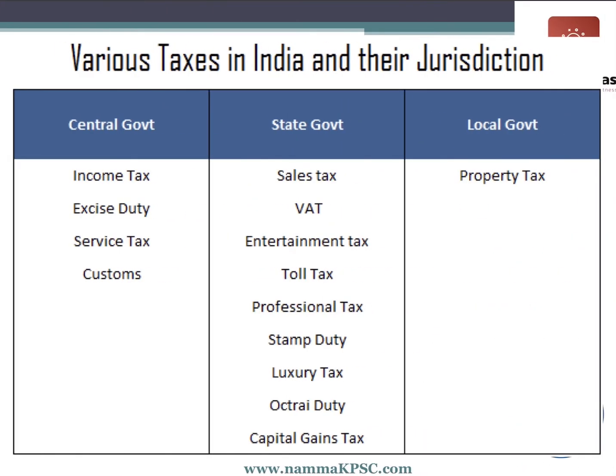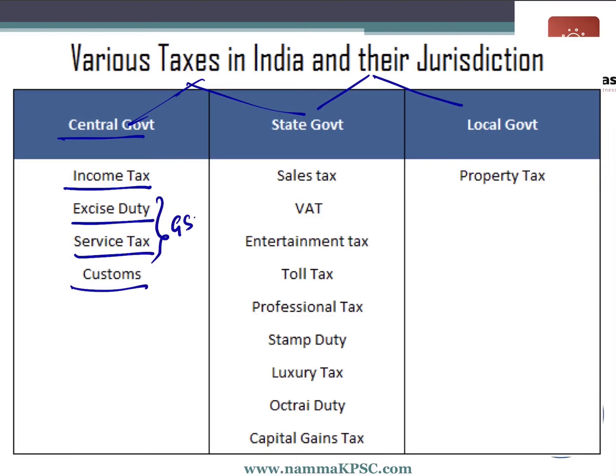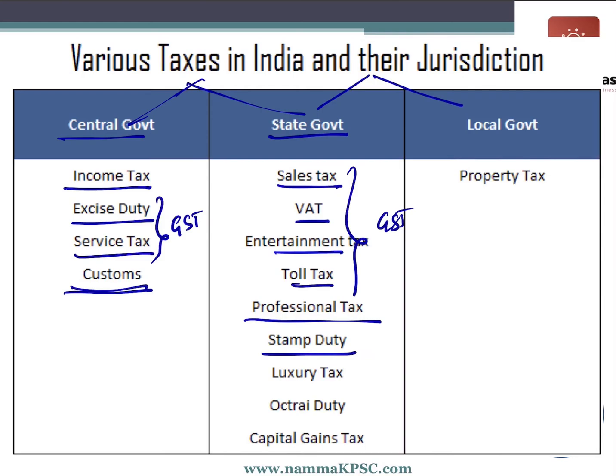Okay. Similarly, as I told you, the taxes are divided between state and central government. So central tax, as I told you, income tax, excise duty, service tax, customs. Now this excise duty and service tax is part of GST. Customs is outside GST. Next, you have state government, you had sales tax, VAT, entertainment tax, toll tax. All these are now part of GST. Then you have professional tax, stamp duty, luxury tax, octroi. All these are part of state government. Capital gain tax is part of central government.